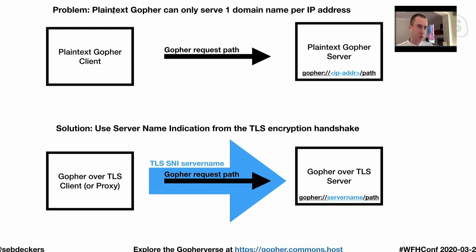This is sort of what that looks like in a diagram. The top side here is traditional Gopher, where you just have an IP address and a path. And the bottom here is the Gopher over TLS proposal, or the experiment, where you can combine the TLS SNI and the Gopher request path to recreate on the server side the full URL. And now a server that supports Gopher over TLS can serve any number of domains. And that's, I think, a nice advantage on top of just the encryption.